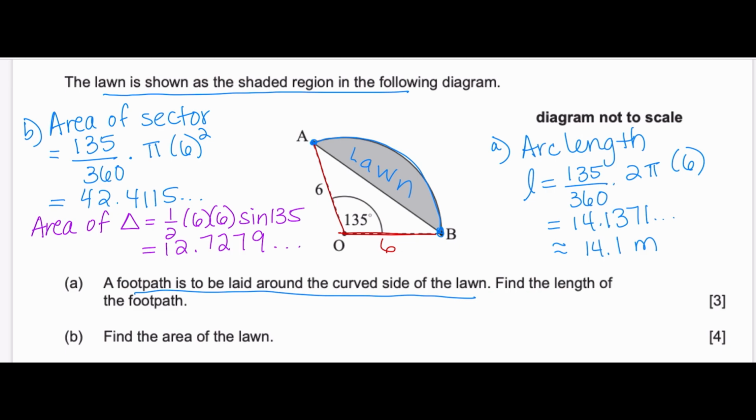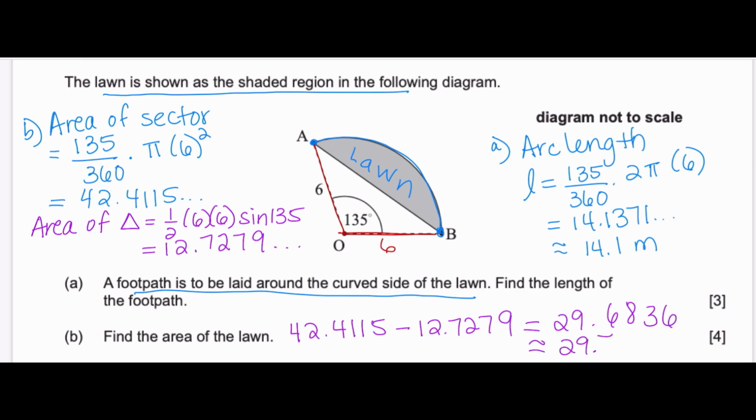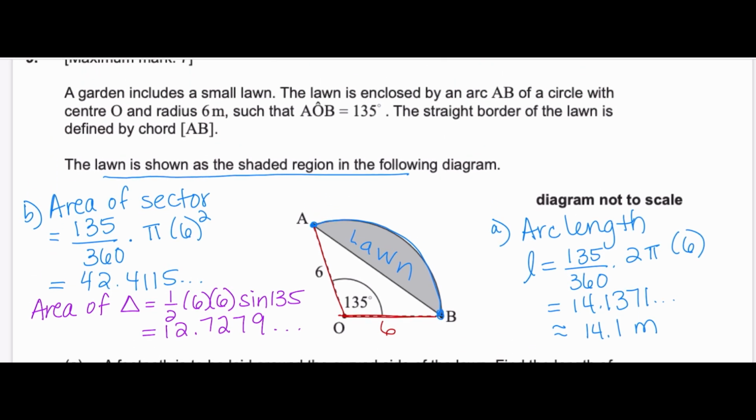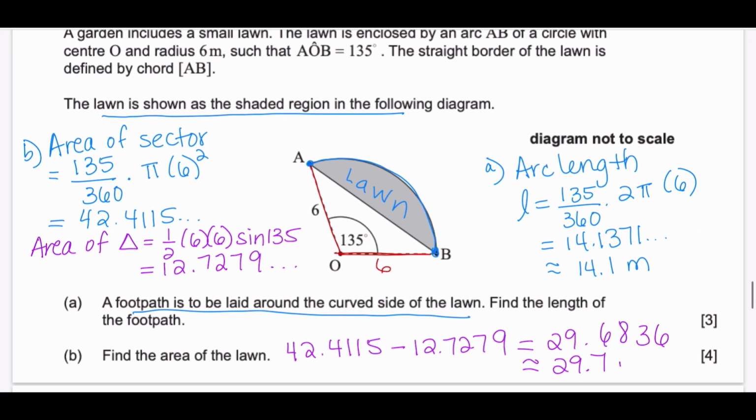And then finally, to find the area of the lawn, we're going to have to subtract these two. So you want to show how you are going to take 42.4115 minus 12.7279. And this is going to equal 29.6836 approximately, which is about 29.7. What's the unit? Meters. Square meters, because this is area. And that's your final answer.